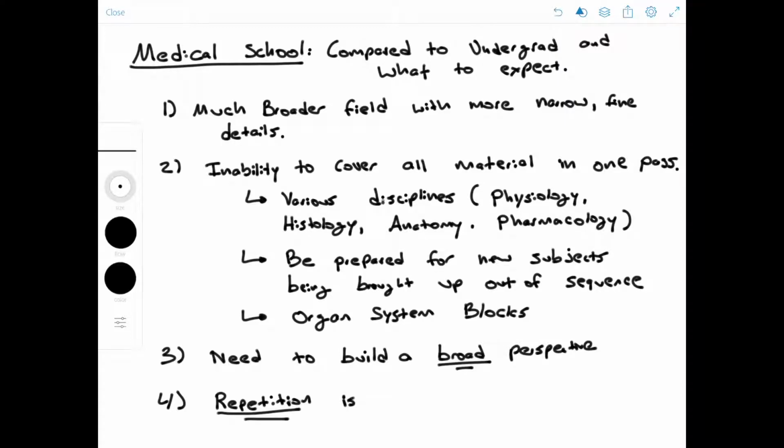Like how does the liver tap into the pancreas? What does the liver do? What does the pancreas do? You really need to build a broad perspective so you can plug in the fine details as you go throughout the sequence. So think of the first pass as a broad perspective, and then you fill in the fine details as you go.